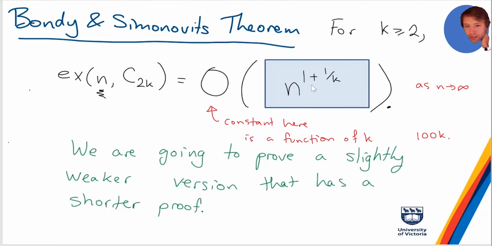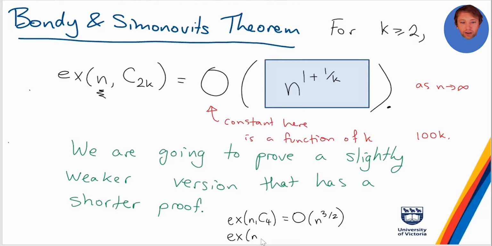So you can see that as k gets larger, the exponent here gets smaller. For k equals 2, what this says is that C4 is big O of n to the 3 halves. If I look at C6, this says that it's big O of n to the 4 thirds, which is smaller than 3 halves. Is it clear what this is saying? Also, this is better than what we were getting from the Kővári–Sós–Turán theorem, except in the case k equals 2.